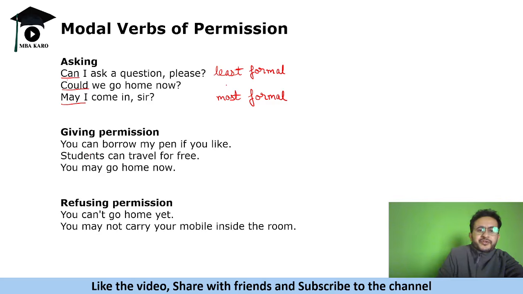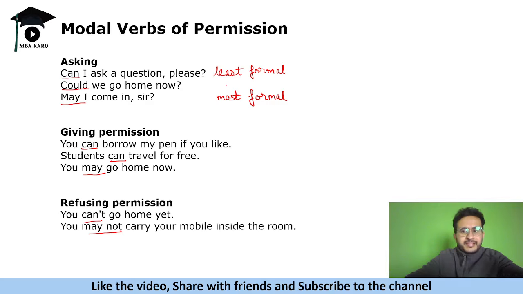So whenever you give permission, it becomes the assertive form. You can borrow. Okay, students can travel, you may go home. Again, may is a more formal way of speaking. That's it, nothing different in that. Refusing permission: you can't go, you may not carry. So again, refusing uses the word no. So this is about permission.